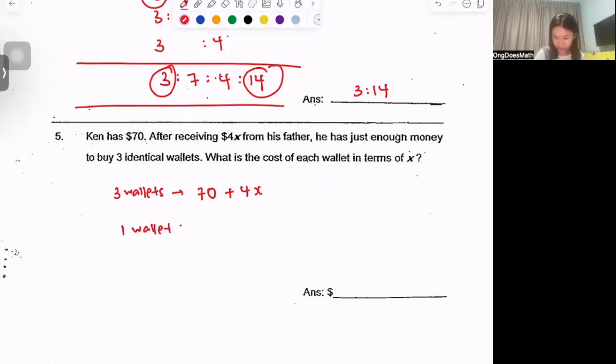But the question doesn't want the cost of 3 wallets, they want the cost of 1 wallet. So same thing, we just take the whole thing and divide it by 3. And this is actually the simplest form, so there's no need for you to simplify any further. The answer is (70 + 4x) over 3.